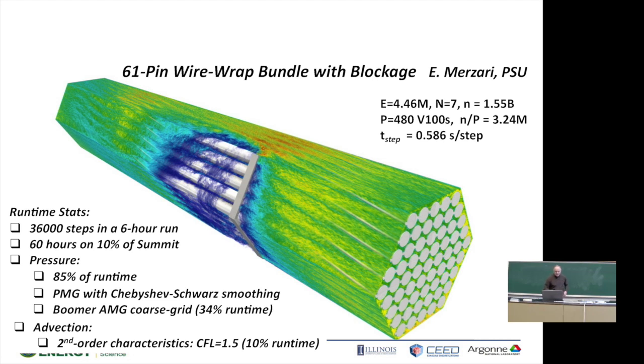So some statistics about this. It's 36,000 steps in a 6-hour run, 60 hours on 10% of Summit. The pressure takes about 85% of the runtime. That's the stiffest part of these calculations for incompressible Navier-Stokes. And it's inescapable. Okay, why is it inescapable? Well, think about it this way. If you have flow in a pipe, and it's incompressible, and you push on this end, the flow everywhere accelerates to the speed that you've pushed it in a single time step. What that means is that every processor has to know somebody is pushing on the pipe. It's global communication. It's inescapable.